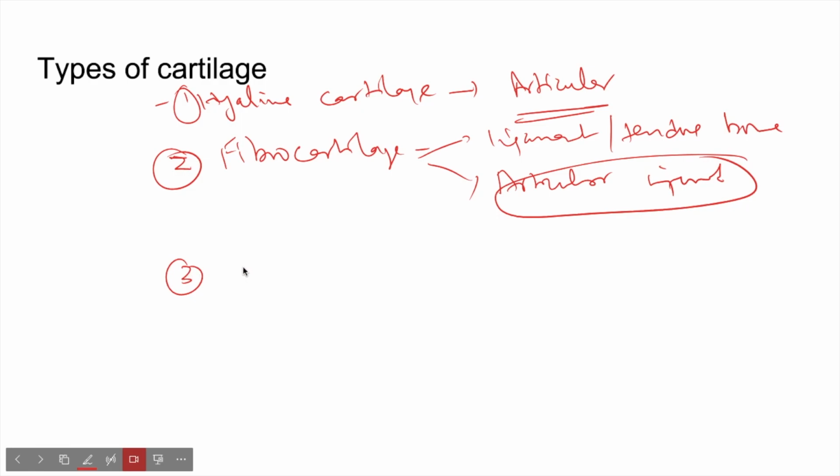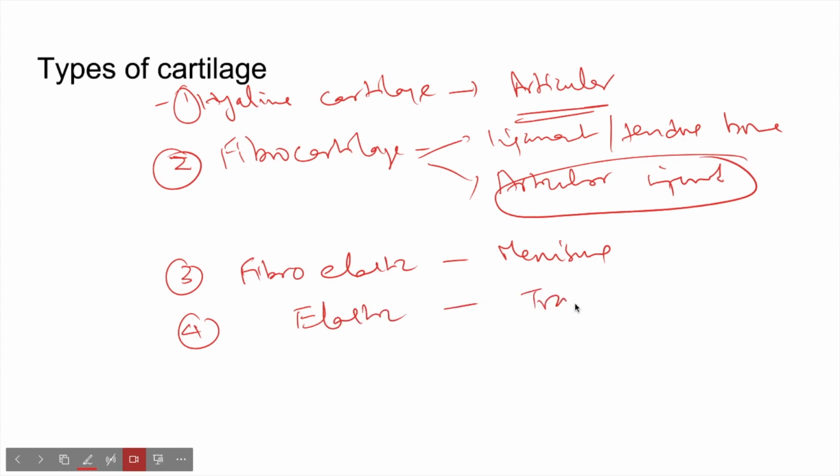The third one we know is fibroelastic cartilage. Where do you see fibroelastic cartilage? We see it in the meniscus. And the fourth variety that we see is the elastic cartilage, which helps in the breathing process, and it is seen in the trachea. And the fifth variety is the physeal cartilage or growth plate, which you can see in another video, right?